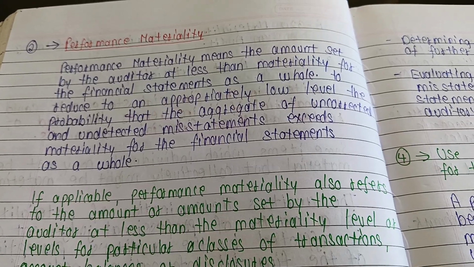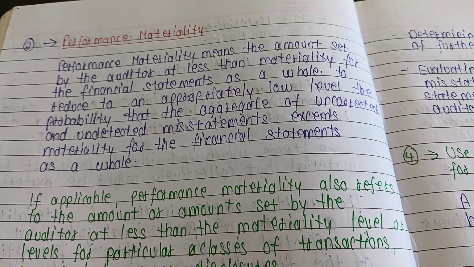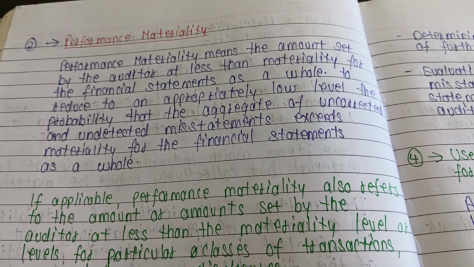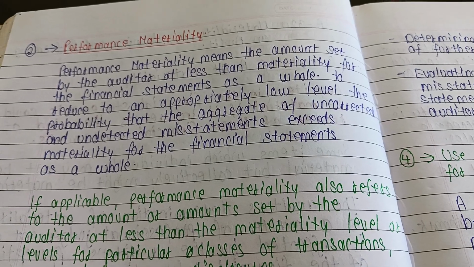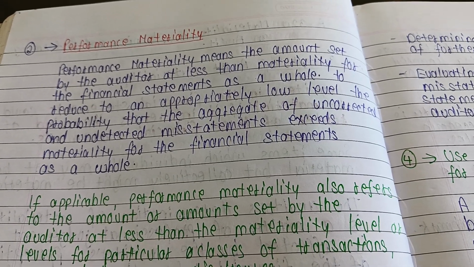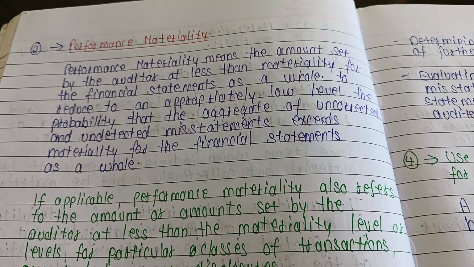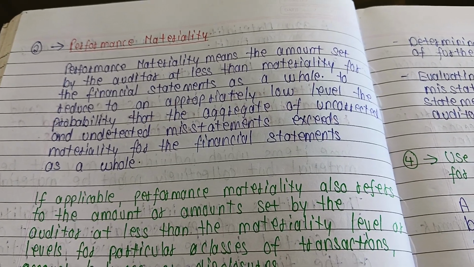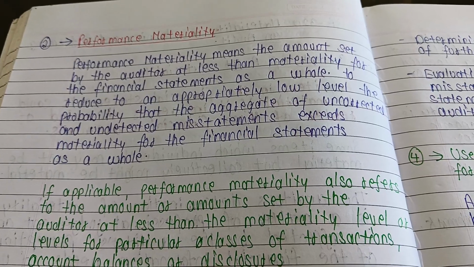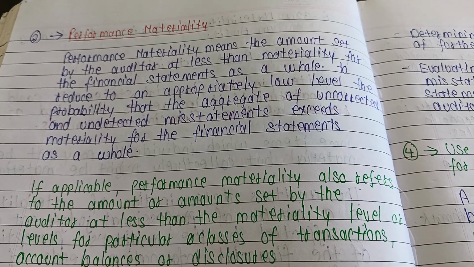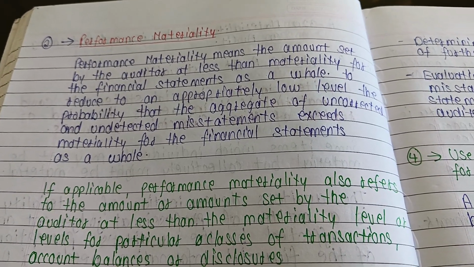Now, friends, we have understood what is performance materiality. It means that in a particular set of transactions, depending on the size of the entity, its revenue, its turnover, the auditor may keep a certain amount in mind, that below that specific amount, he may not go into depth.